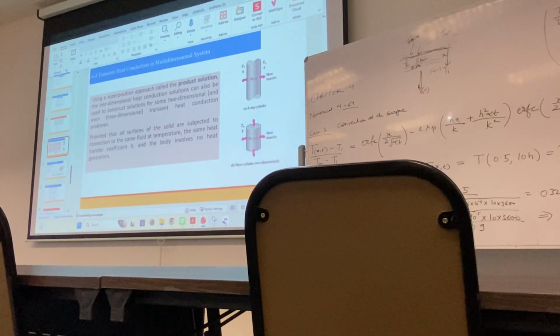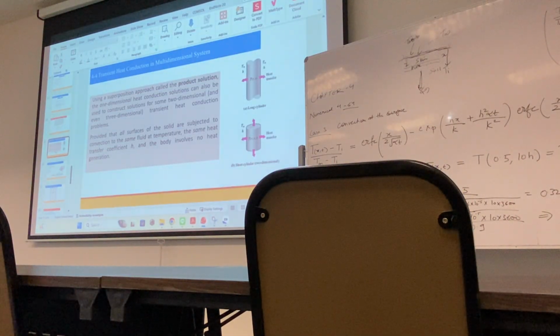The last topic of this chapter 4 is multi-dimensional. So first we started with lump system, that was also one dimension. Then we started with the transient heat conduction in plane wall, cylinder and sphere, that was also one dimension. Then we studied semi-infinite solid. Okay, these solids were infinite, right? But they were also one dimension. Now we have to study heat conduction in more than one dimension. Okay, so it can be 2 dimensions, 3 dimensions, but very easy.